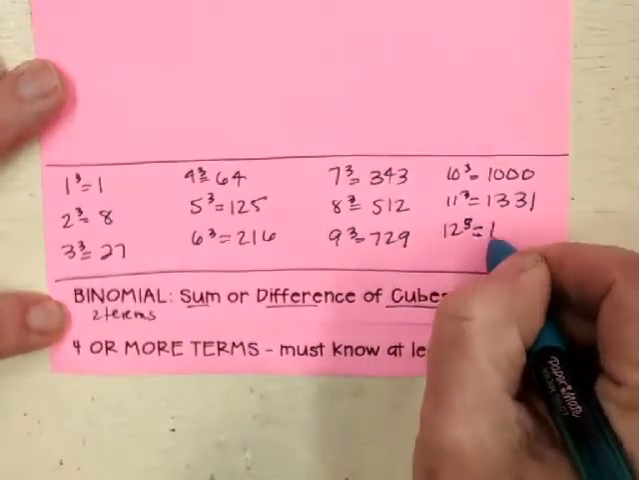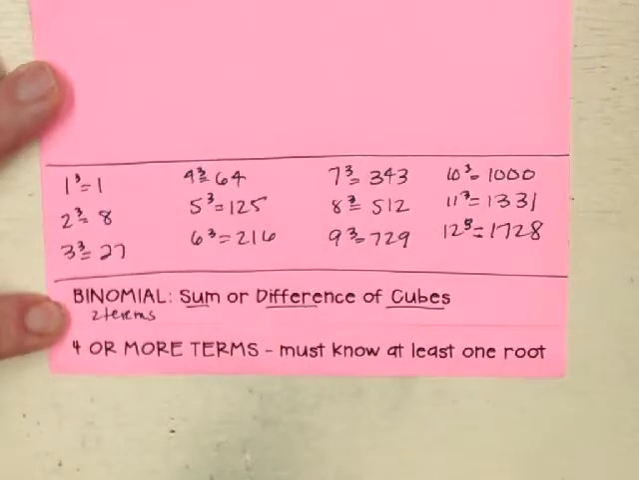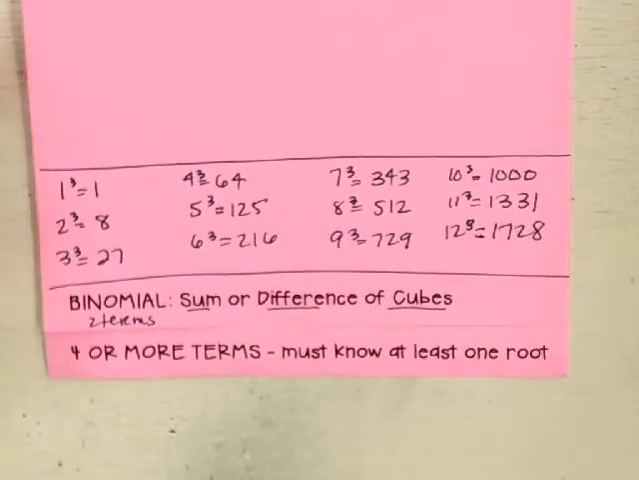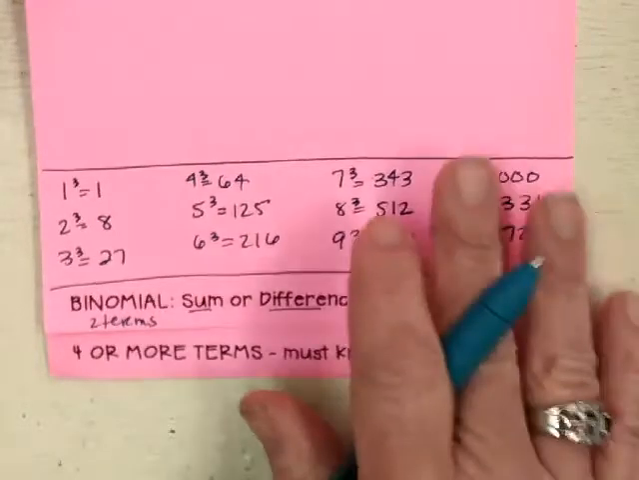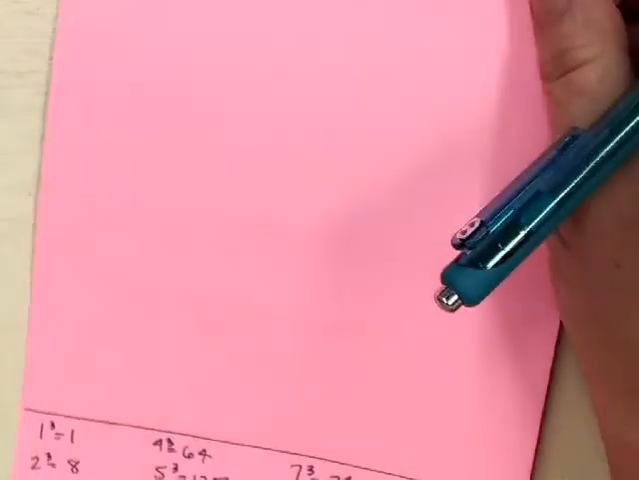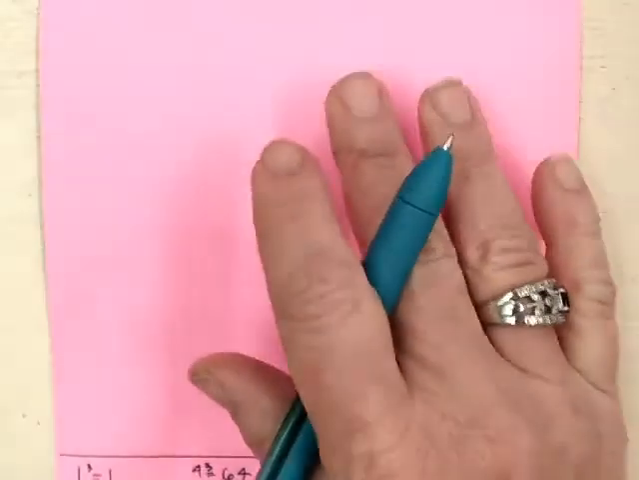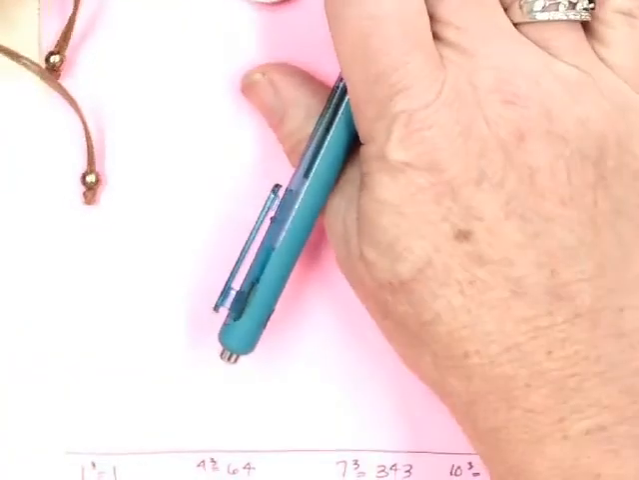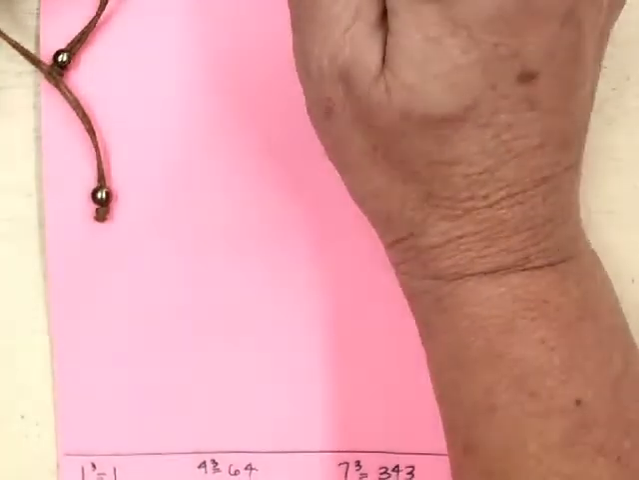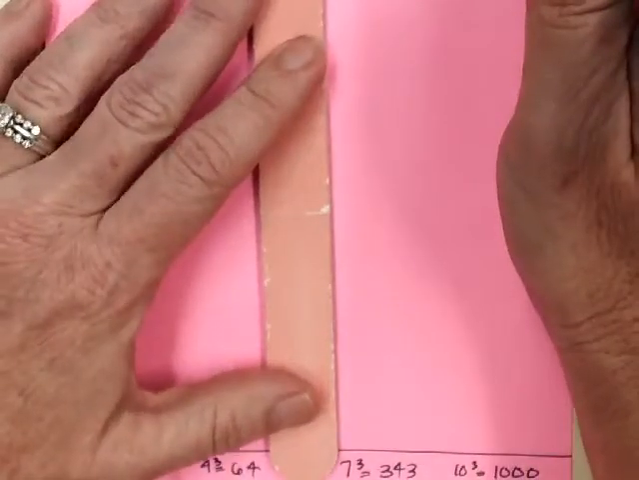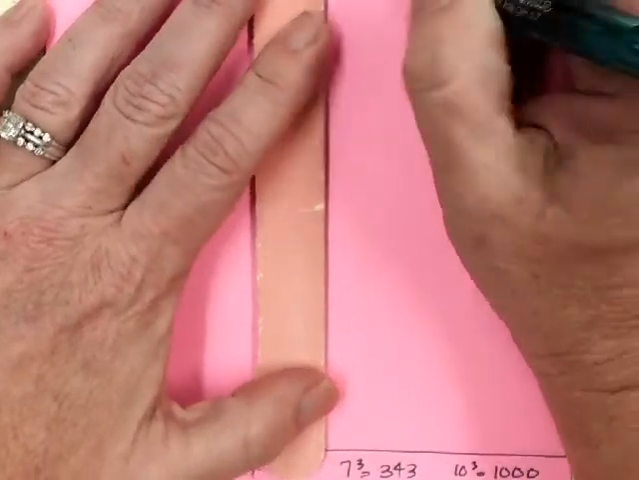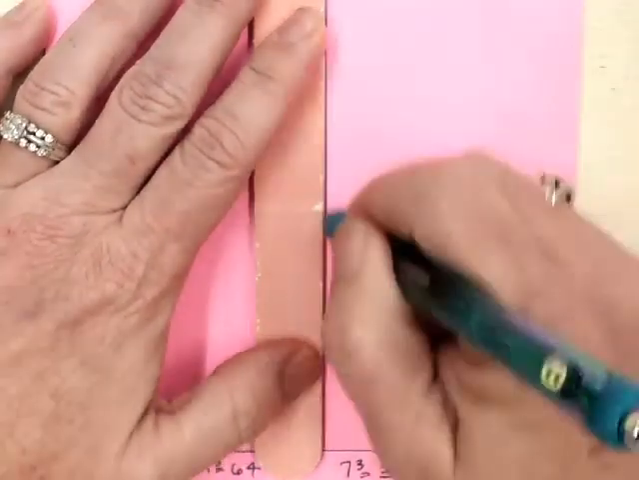12 cubed is 1728. You need to be able to recognize these so that you don't have to struggle with anything. So, get you a straight edge or whatever, or if you're not that particular, just draw a line and split this. I'm using my handy dandy fingernail file again because this is what I have handy. So I'm going to split this down the middle, and I'm going to do a sum on one side and a difference on the other.